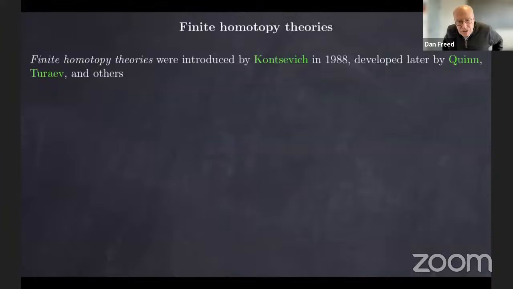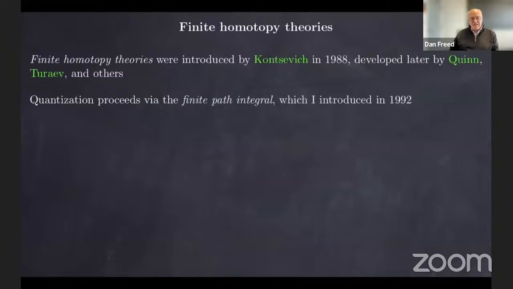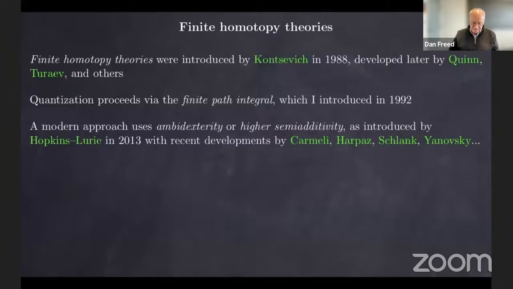So these theories were actually first introduced by Kontsevich in a preprint from long ago and developed by Quinn in the first of the Park City summer sessions in the Park City volume, and then Turaev very much and many others. The quantization is by, as I said, this finite path integral, which I introduced in thinking about the example of Chern-Simons theory and trying to reconcile the various constructions at that time or manifestations of Chern-Simons theory. And this kind of finite sum, which now takes place in a higher category, those weren't really developed at that time. That notion of finite sum is something that is a topic of very much current interest in applications in chromatic homotopy theory and something a little bit away from field theory. So there's more developments in that direction.